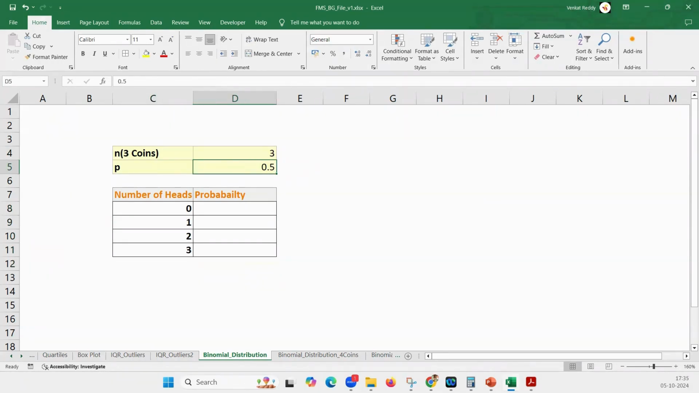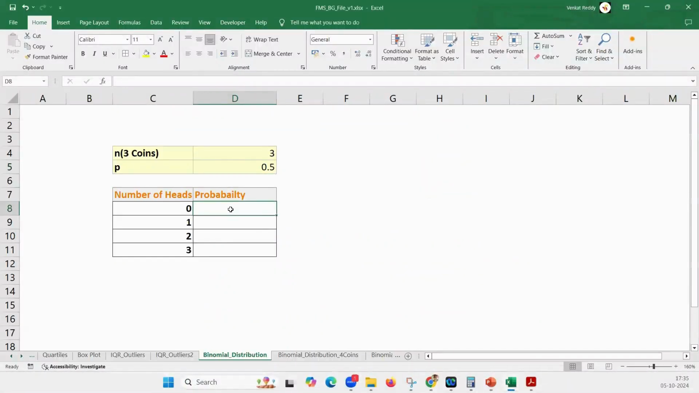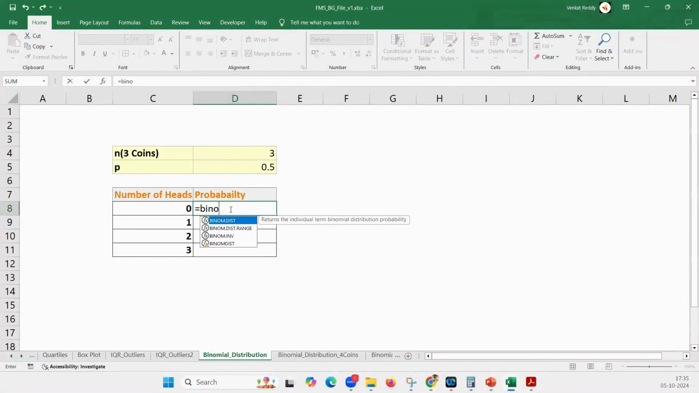So basically what we are doing is, whatever we have done here, getting the number of heads 0 or 1 or 2 or 3 when you toss 3 coins, we have already calculated, but we want to get it in the formula. So you will write binomial distribution. And then first you have to give number of successes. So you want to know 0 success or 1 success or 2 success or 3 success. That is number of success. My number of successes are in this column.